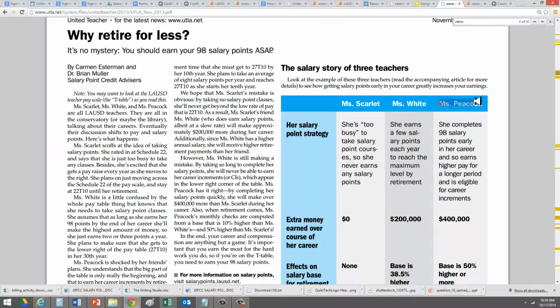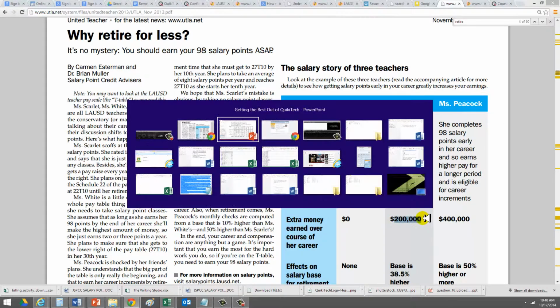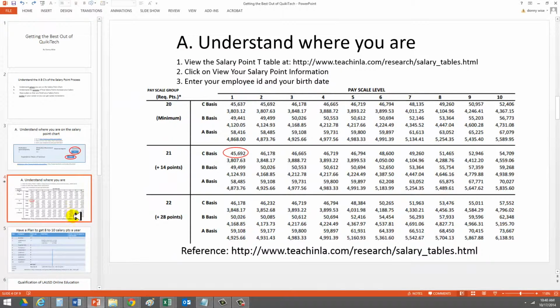But Miss Peacock, she basically is the person we all want to be like. And it's incredible. I want you to read this article. I'll show you the URL. But she makes $400,000. You're reading those numbers right. $400,000 more than Miss Scarlett and $200,000 more than Miss White because she plans. So what's the moral of the story I'm trying to make here?